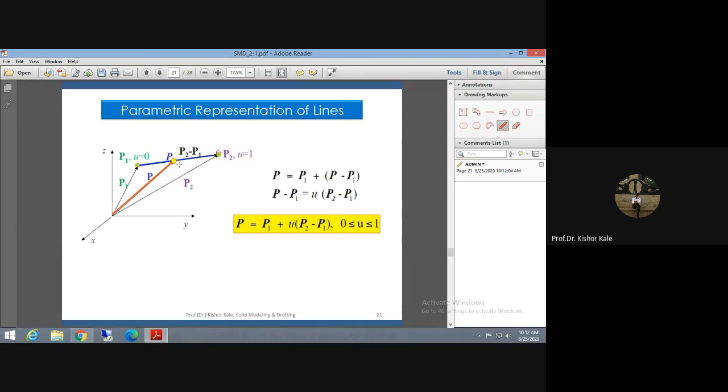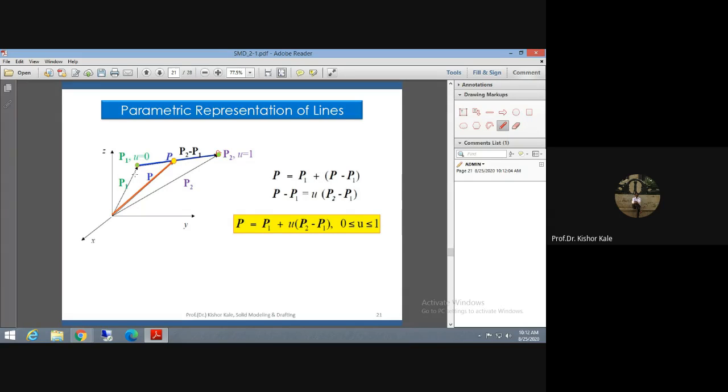Now P1 and P2 are the two points. Now you want to draw a line. You have already drawn a line between P1 and P2. So what is a line? It is the shortest distance between two points. So we have drawn a line between P1 and P2.